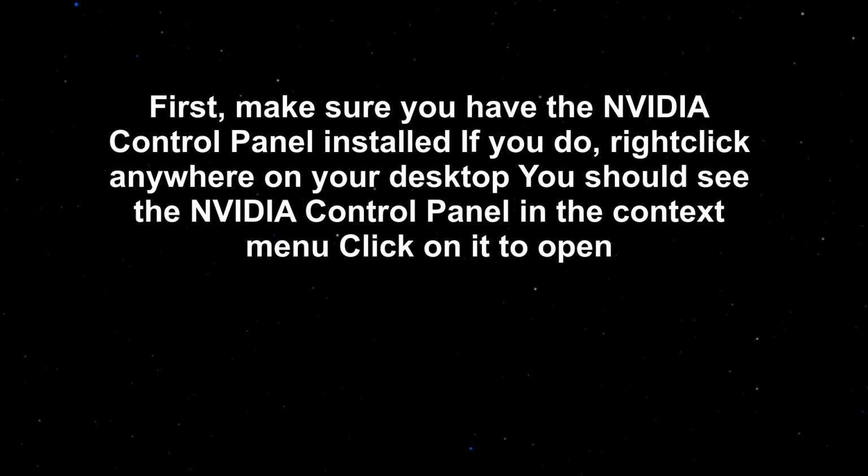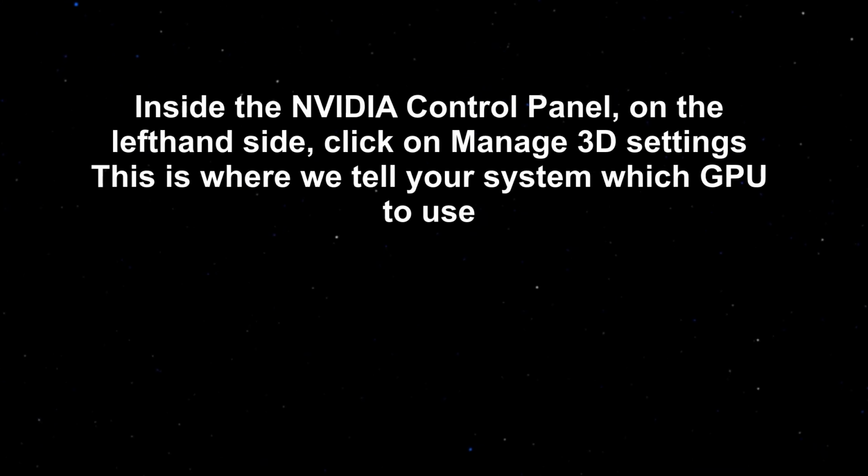First, make sure you have the Nvidia Control Panel installed. If you do, right-click anywhere on your desktop. You should see the Nvidia Control Panel in the context menu. Click on it to open. Inside the Nvidia Control Panel, on the left-hand side, click on Manage 3D Settings. It's where we tell your system which GPU to use.